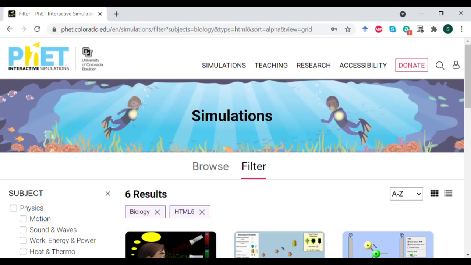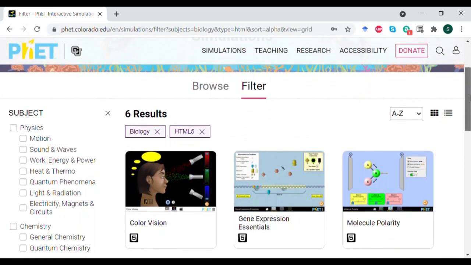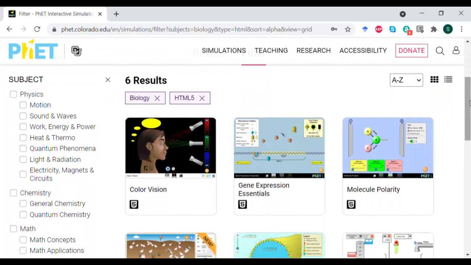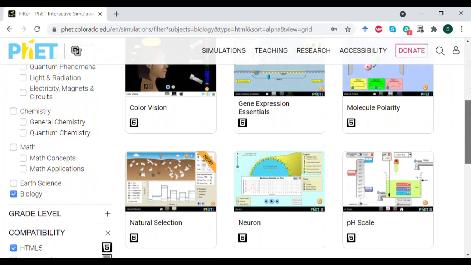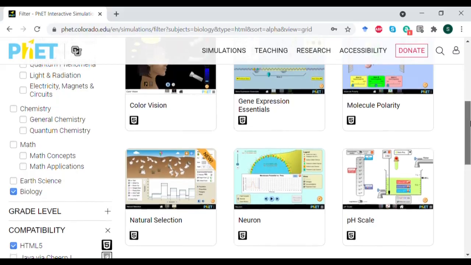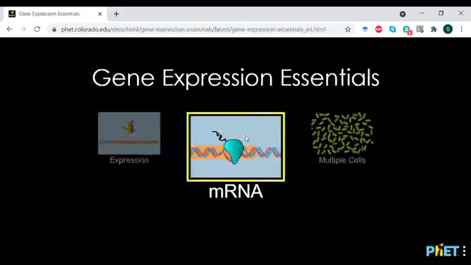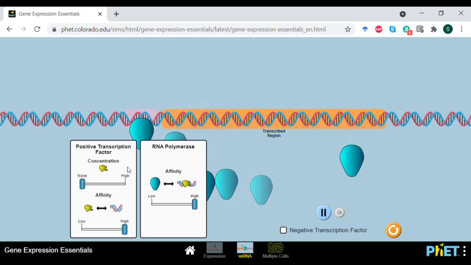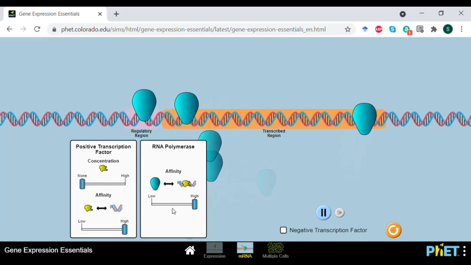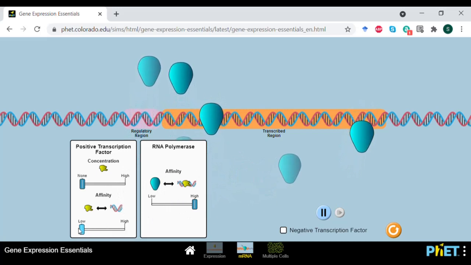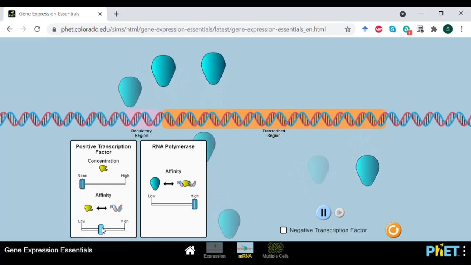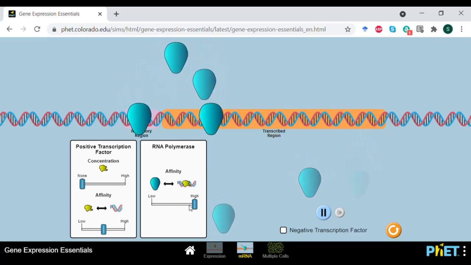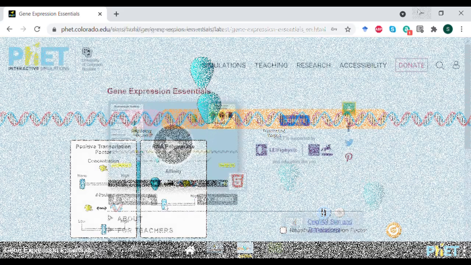The PhET interactive simulations developed by the University of Colorado have simulations for science. There are 6 for biology: color vision, gene expression, molecule polarity, natural selection, the neuron, and the pH scale. Here I'm showing you how to use the gene expression one. You click on the link and it will take you to the model, and students will then have a chance to play around with affinity, with concentration, and so on in terms of transcription factors and polymerase.